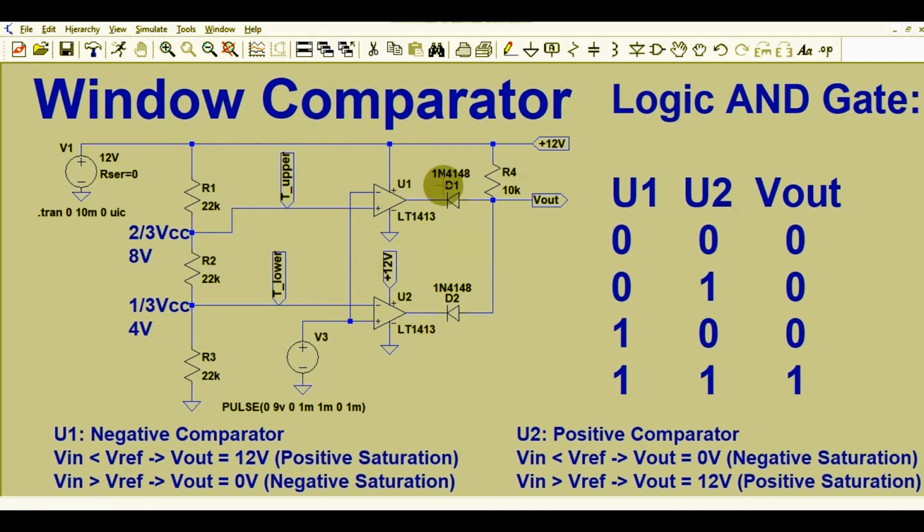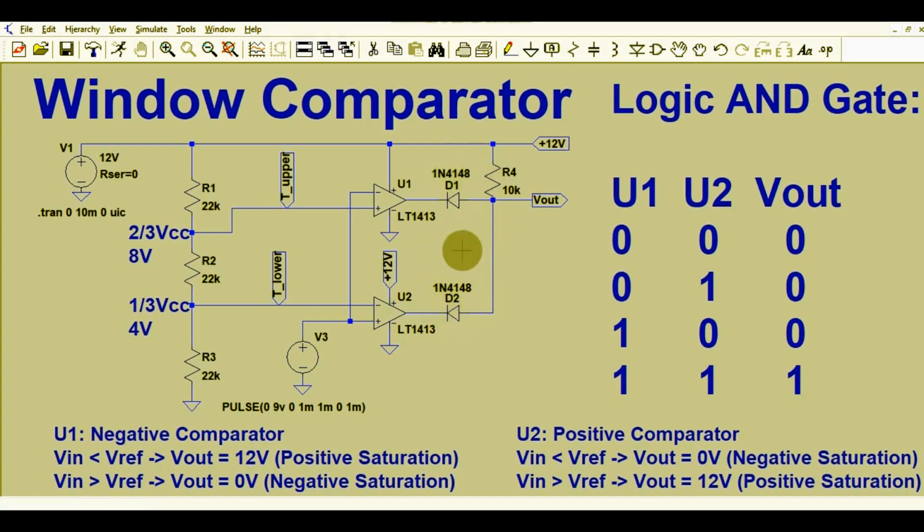behavior of window comparator. We will also see the waveform of upper threshold. We will see the waveform of lower threshold. We will see the input signal waveform, and we will see the output signal waveform, and we will understand the logic AND gate. Since diode D1 and D2 are connected at the output of operational amplifier U1 and U2, so basically this works as a logic AND gate. So we will understand the working of logic AND gate as well.